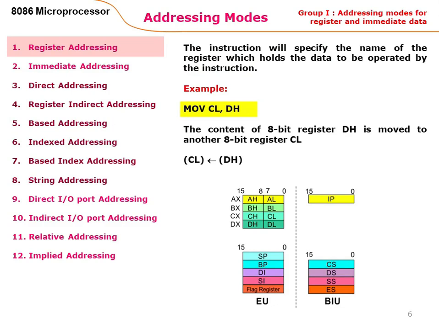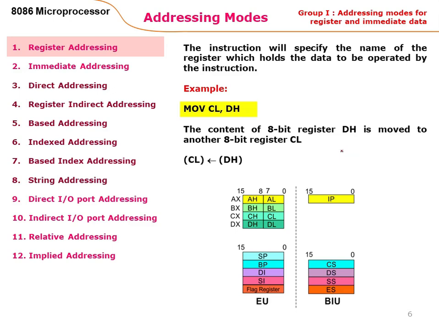First is the register addressing mode. In this addressing mode, the instruction will specify the name of the register which holds the data to be operated on by the instruction. So we'll see this example: MOV CL, DH. The content of the 8-bit register DH is moved to another 8-bit register CL. We will elaborate this with an example.